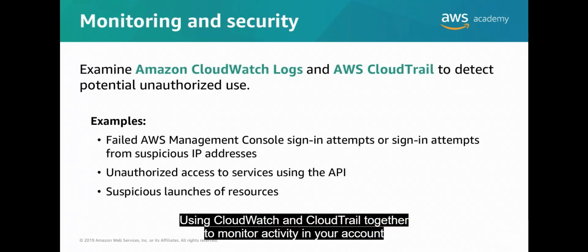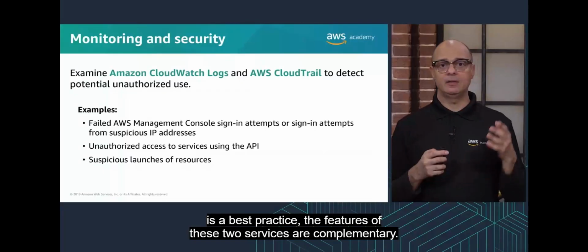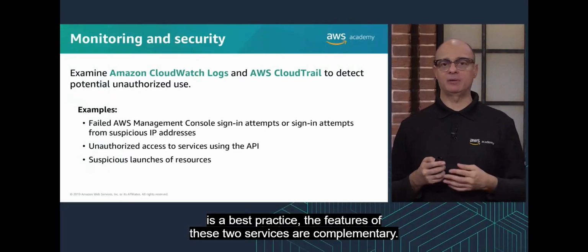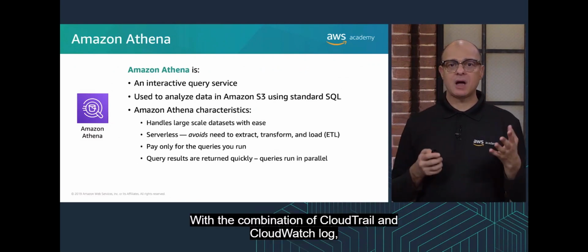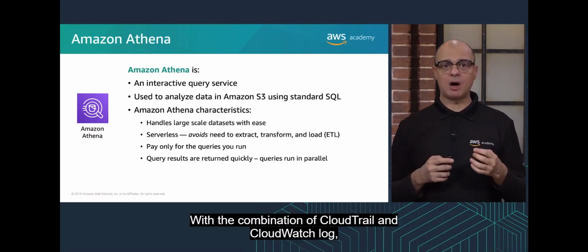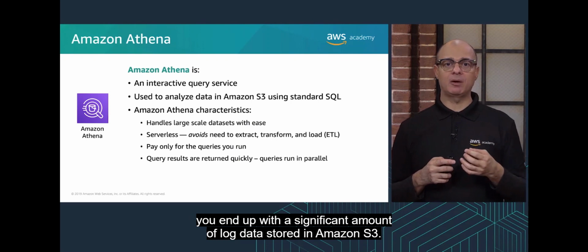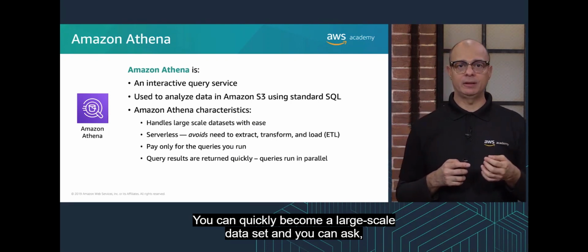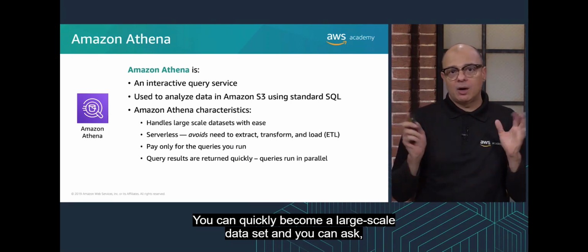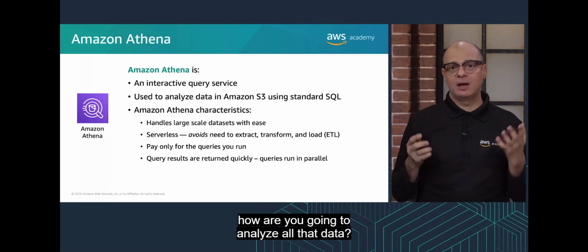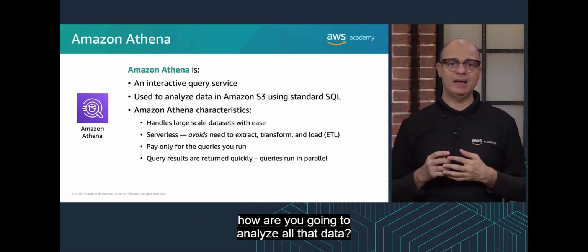Using CloudWatch and CloudTrail together to monitor activity in your account is a best practice. The features of these two services are complementary. With the combination of CloudTrail and CloudWatch logs, you end up with a significant amount of log data stored in Amazon S3. It can quickly become a large-scale data set, and you can ask, how are you going to analyze all that data?